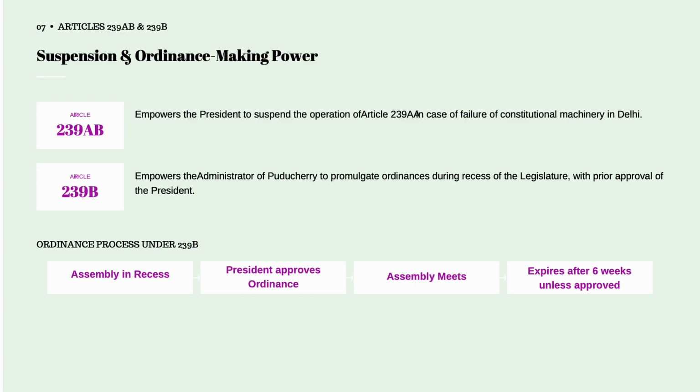I think they likely ask these two acts in the preliminary examination. They might. It has a very high chance. Now, suspension and ordinance making power. Now we are done with Article 239A. Let's move to 239AB. Article 239AB simply empowers the President to suspend the operation of Article 239AA in case of failure of constitutional machinery in Delhi. Okay?